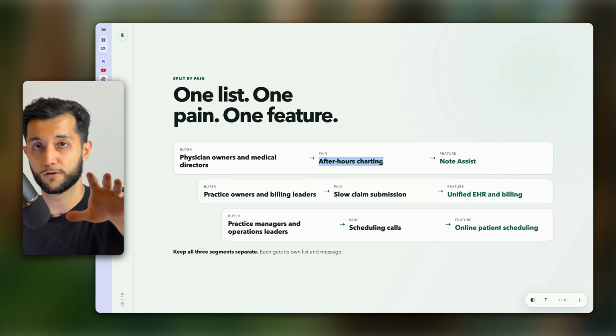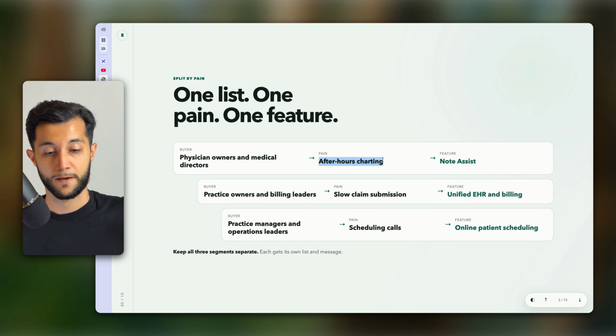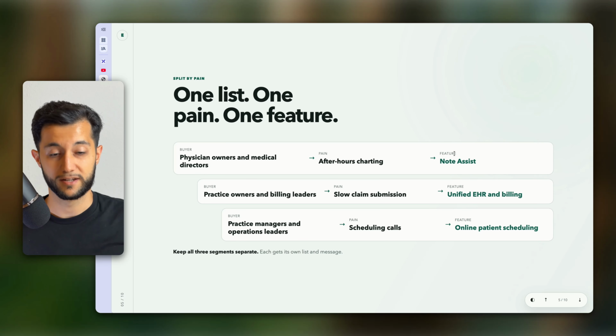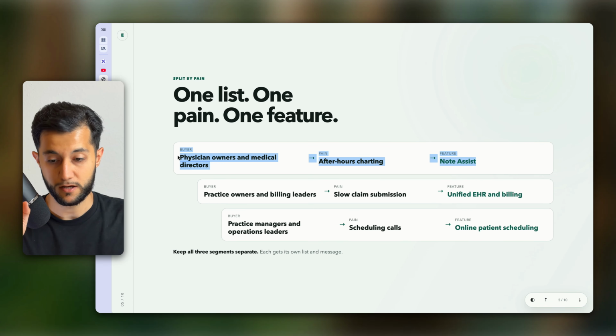If you're not working for Elation right now, me neither, right? We both don't know what after-hours charting means, potentially. But it doesn't matter. They have a feature that solves that specific problem. So apparently, there's some demand for it, right? So we can easily use that, have the first campaign be targeting those with that feature.